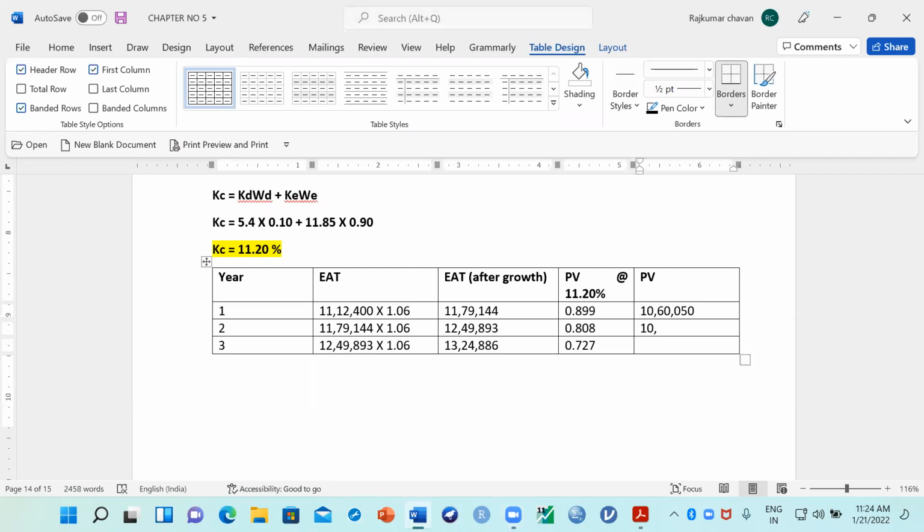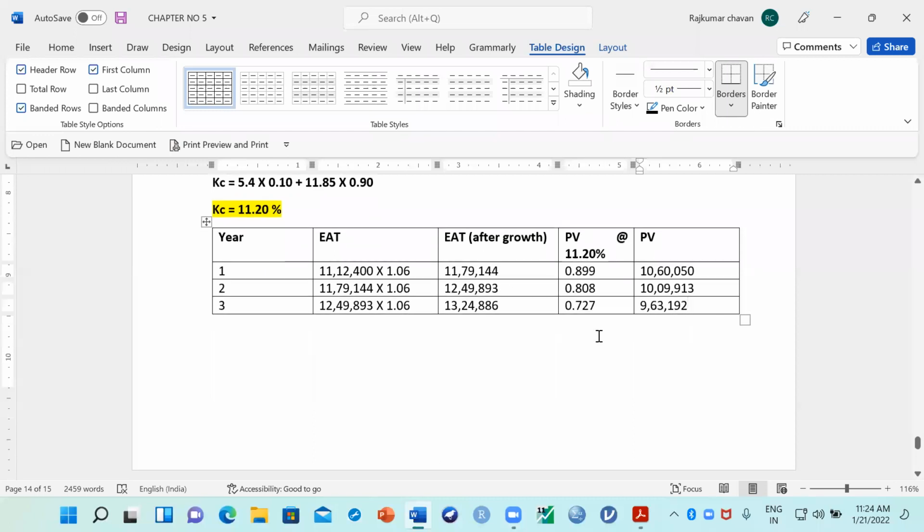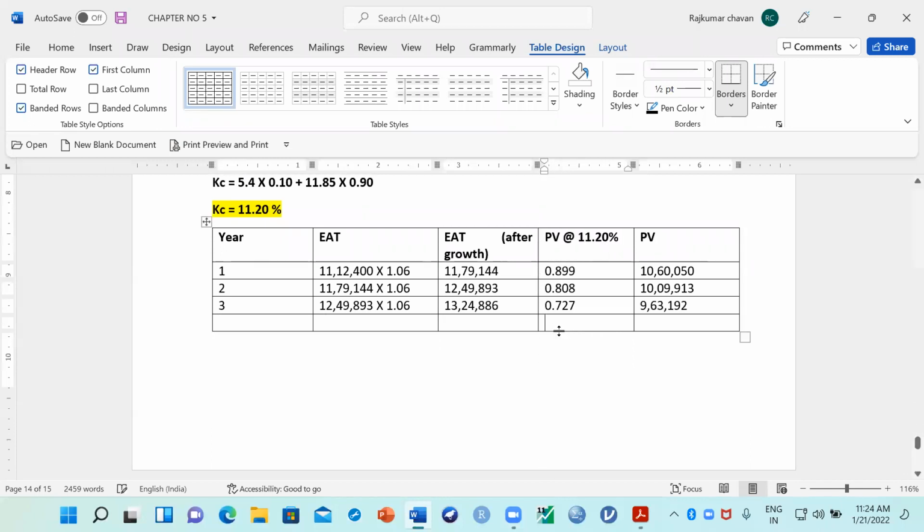10 lakh 9,913. Okay. Right. Third year, how much? 9 lakh 63,192. Right? So, okay, fine. So you got these values.